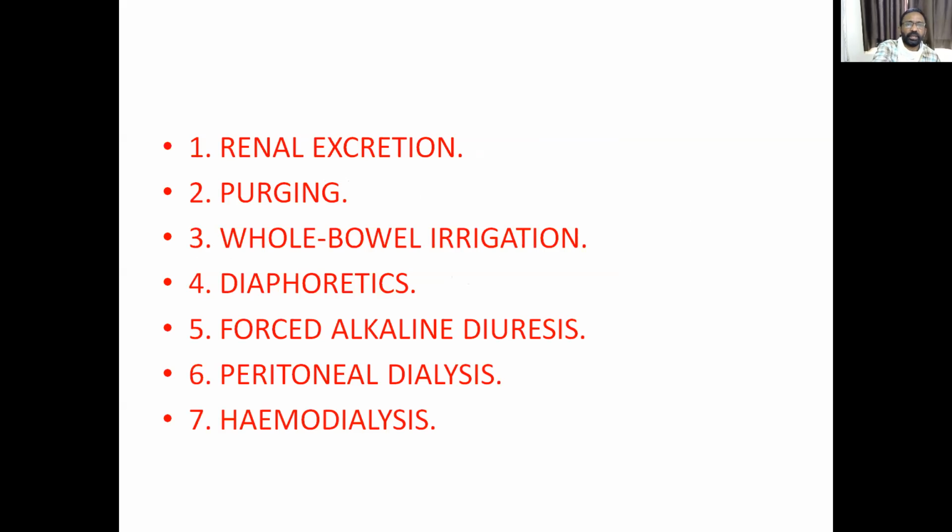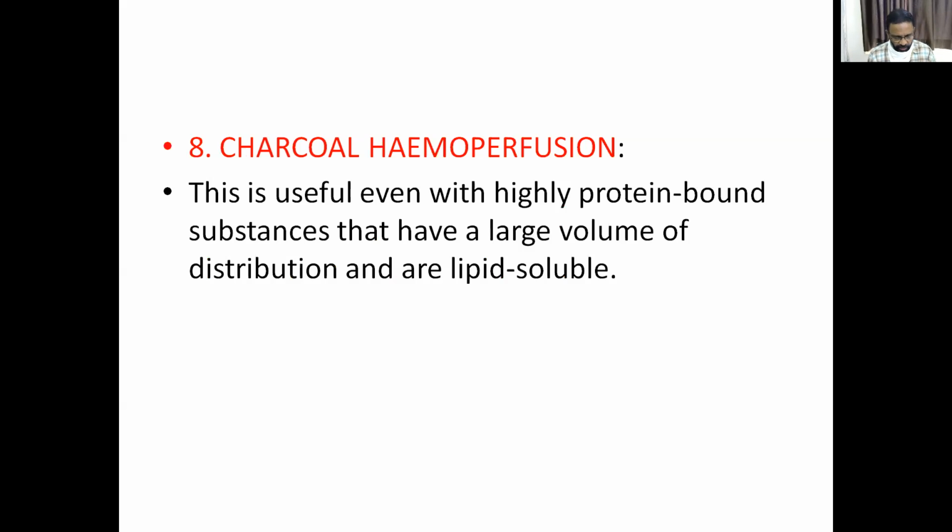Whole bowel irrigation is done with polyethylene glycol, and purging is also used. Hemodialysis has 3 components: the dialyzer, the dialysate, and the blood bypass technique. The patient can have a surgery to produce an arteriovenous fistula, and through this fistula the dialysis will be done. Peritoneal dialysis is done through the abdomen to eliminate the poisonous substance. Purging, I told you.